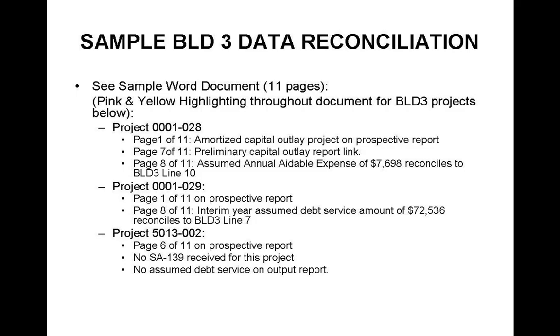5013002. If you look at page 6 of 11, there is our comment in yellow if you have the color. SA 139 has not been received for this project. So there's no 139, therefore no assumed debt service will be showing on the output report for that project. And so that is the reconciliation of the Build 3 in this example.